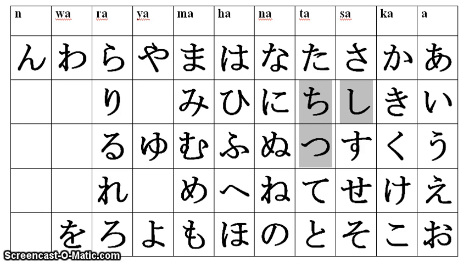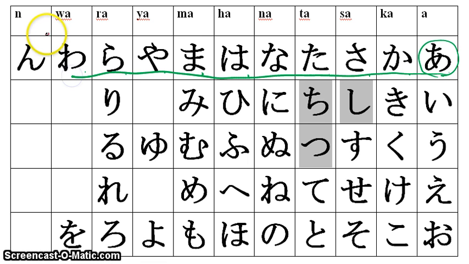So if you noticed that they rhyme, you'll notice that everything here ends in a. Everything in this row going across. Okay? So a, ka, sa, ta, na, ha, ma, ya, ra, and wa. They all end with the sound a. Everything in this row, except for n. N is all by itself. There's no vowel sound after it. But this is the vowel sound a, and all of these other hiragana across here, they all end with the same vowel sound, a.